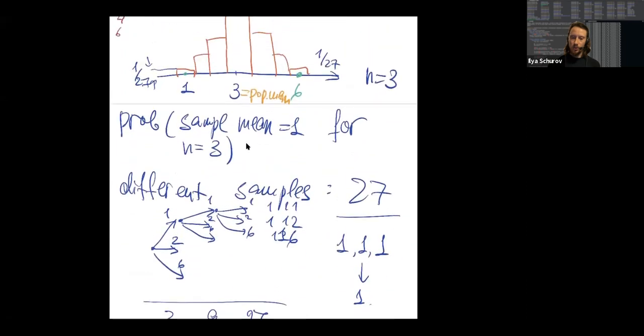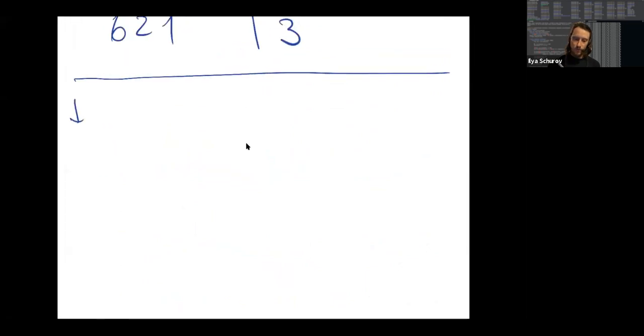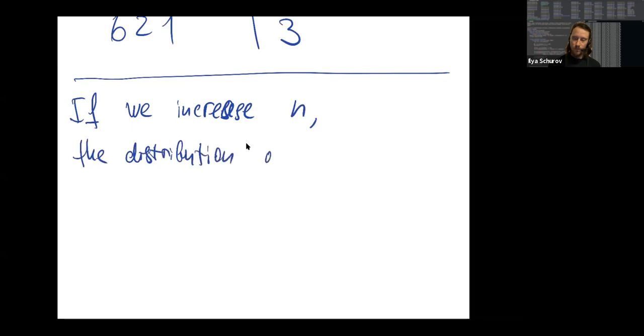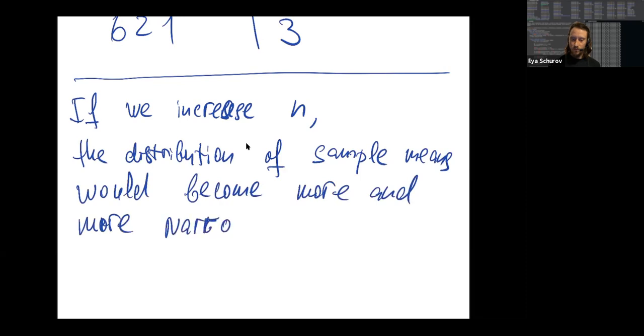And to summarize, I want to say the following. If we increase n, the distribution of sample averages, sample means, would become more and more narrow and located near the population mean.